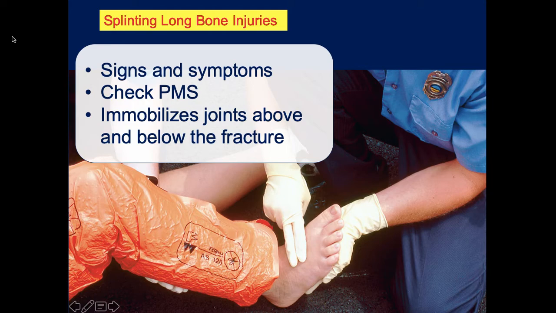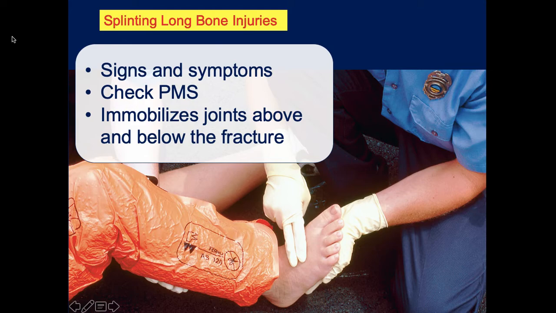When it comes to splinting long bone injuries, this is the upper extremity and the lower extremities. Signs and symptoms can be obvious deformity, pain, swelling, and lack of sensation, which is called paresthesia. It's a numbness or some type of tingling. They can get it distal to the injury.